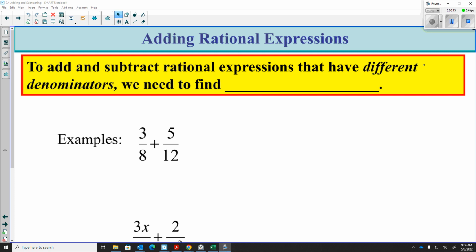Remember that rational expressions are just big fractions, right? So we're talking about adding and subtracting them. We got to talk about adding and subtracting fractions. We got to remember some of this stuff from back in 6th grade. You need to find common denominators in order to add or subtract fractions.